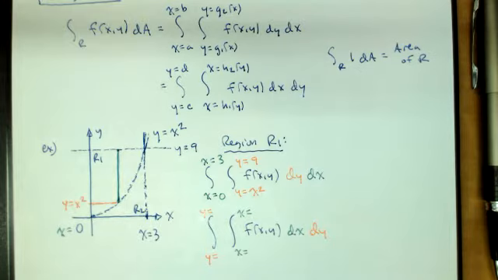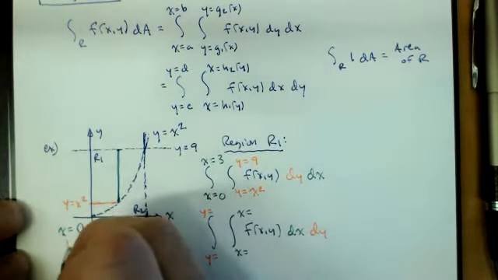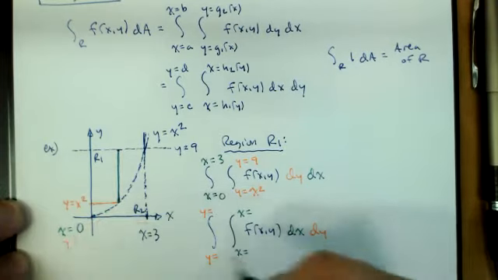The y's have to be between constants because that's going to be my last integral. And the y's go from 0 to 9. The lowest y value that we'll have is 0, and the highest y value we'll have is 9.